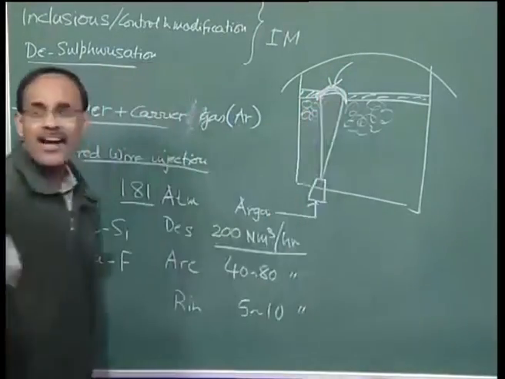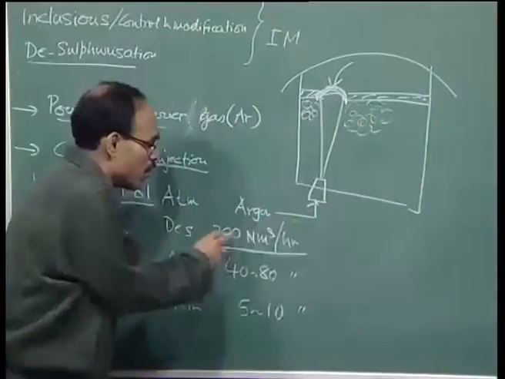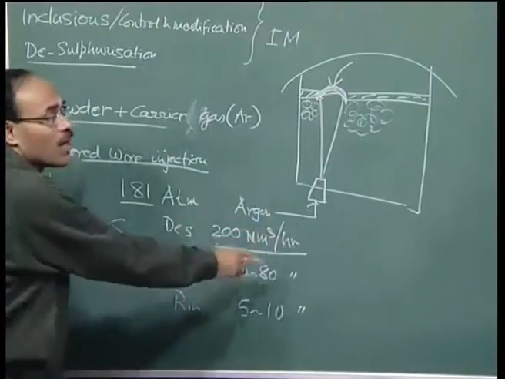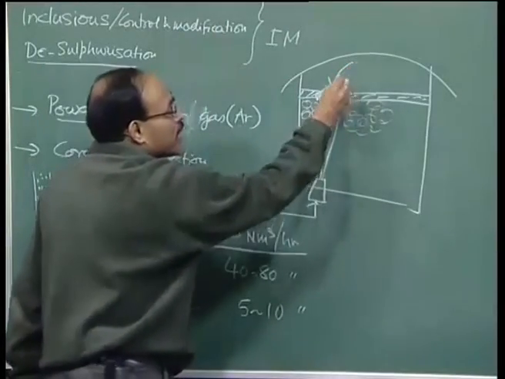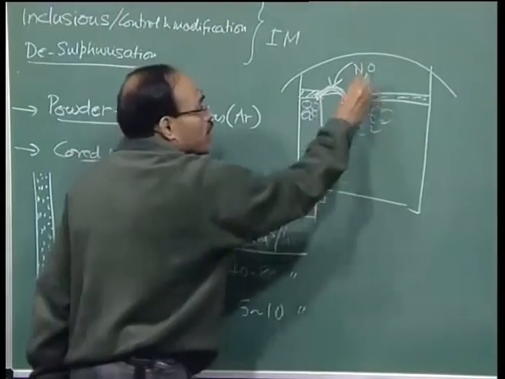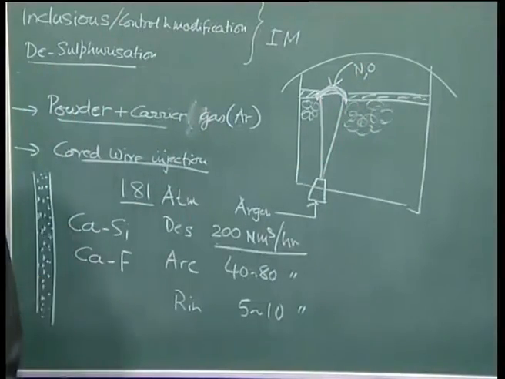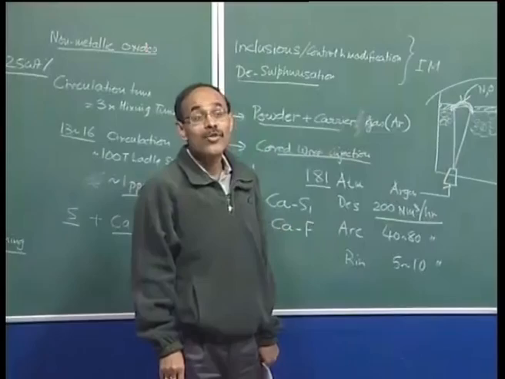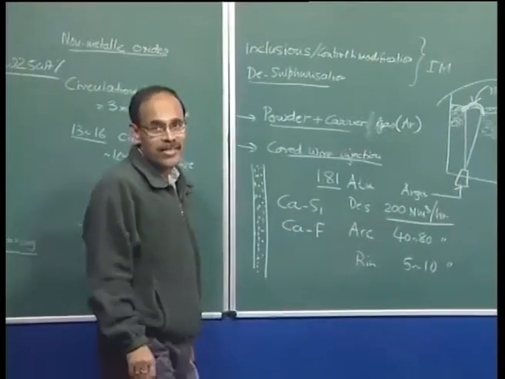So if you do it in an uncovered ladle, if you use a very high flow rate of 200 normal meter cube per hour and have no cover, in that case a lot of nitrogen and oxygen can really get into molten steel, jeopardizing the quality which we have been trying to meet through the ladle metallurgy steelmaking operation.